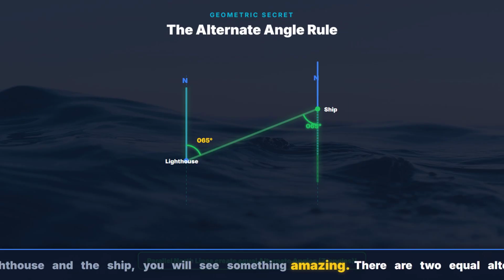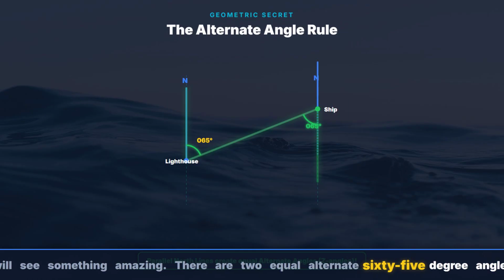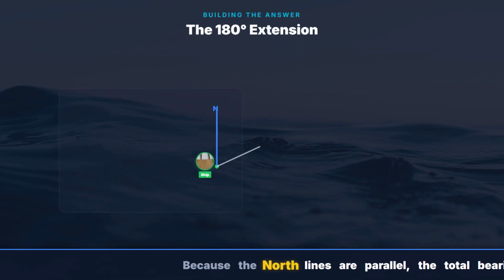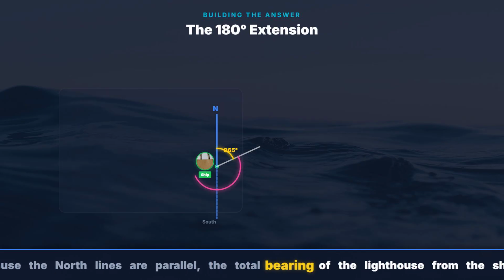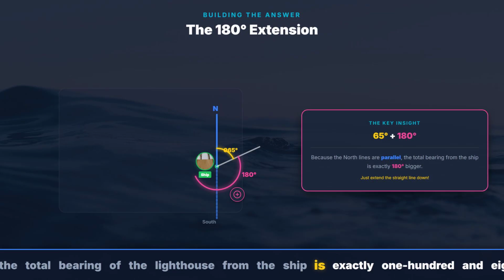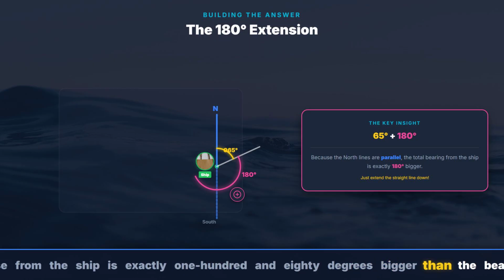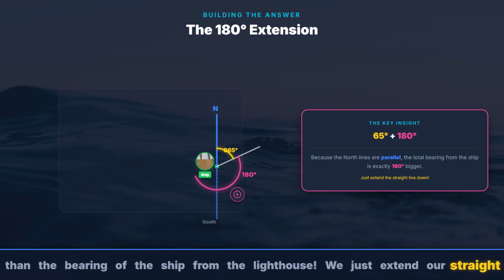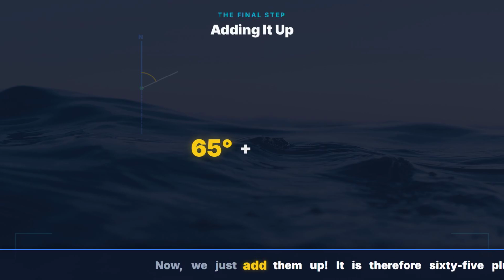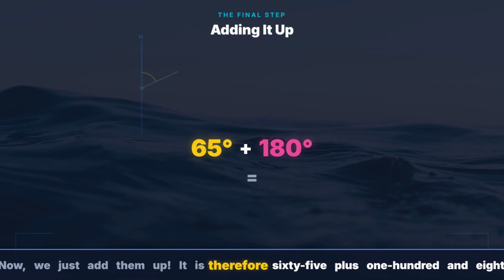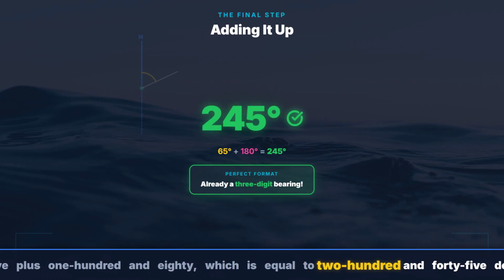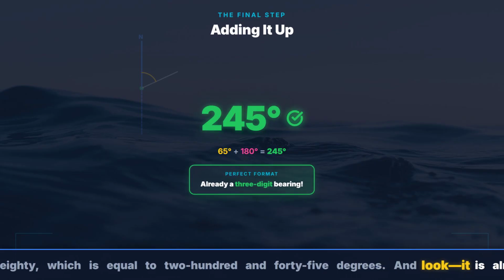There are 2 equal alternate 65-degree angles formed between the 2 parallel north lines. Because the north lines are parallel, the total bearing of the lighthouse from the ship is exactly 180 degrees bigger than the bearing of the ship from the lighthouse. We just extend our straight line down. Now, we just add them up. It is therefore 65 plus 180, which is equal to 245 degrees. And look, it is already a perfect 3-digit bearing.